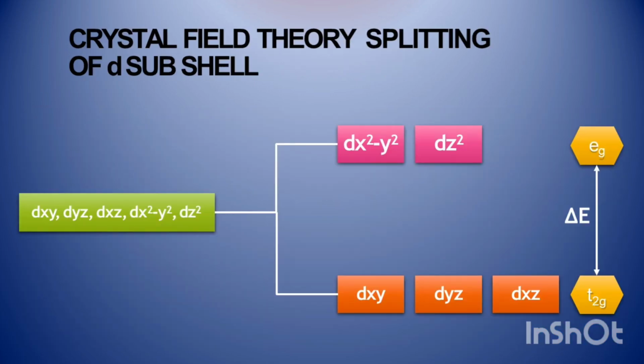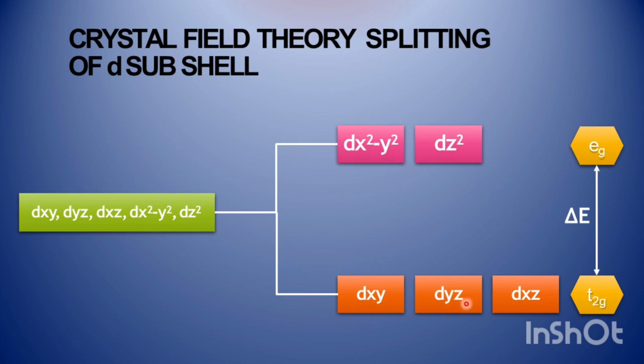Students, most of the transition elements are colored compounds, as we have studied in the solid state as well as in their solutions. The reason behind this is the splitting of the d subshells. These are the degenerate d orbitals: dxy, dyz, dxz, dx square y square and dz square. During bond formation, these 5 degenerate orbitals split up into 2 energy levels.